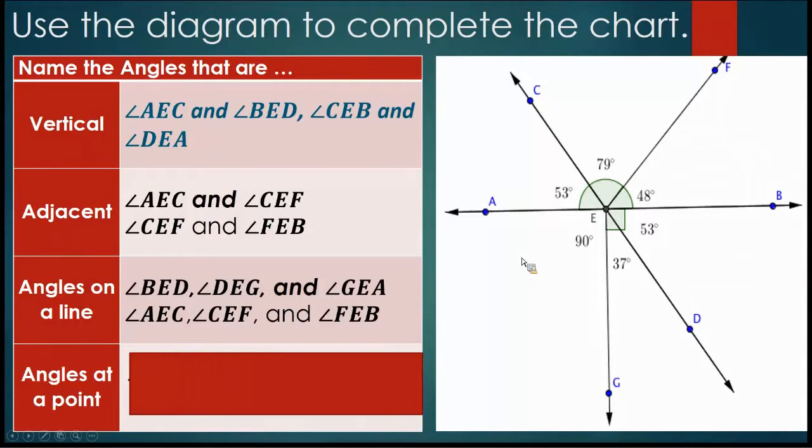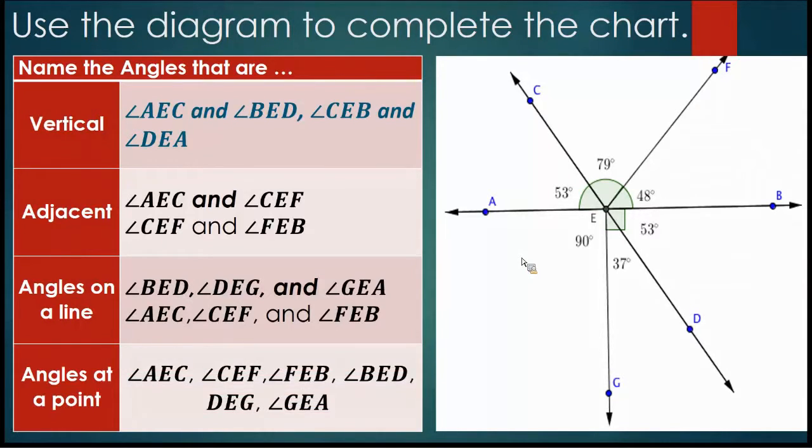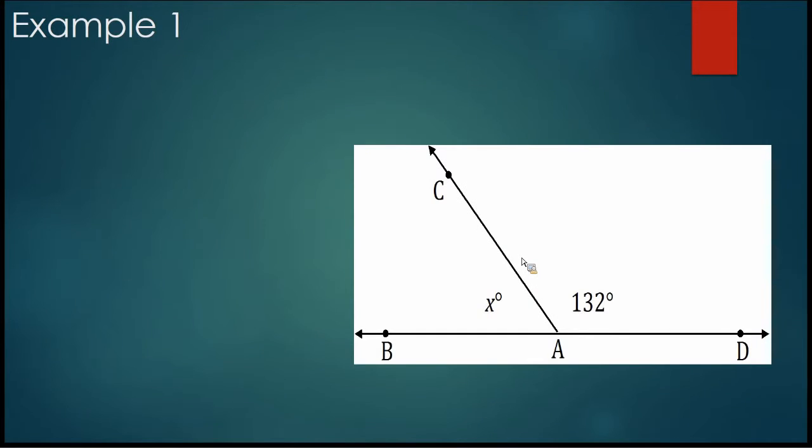Next, angles at a point. If we added up all the angles together, every single one, we would get 360 degrees. So, example 1.